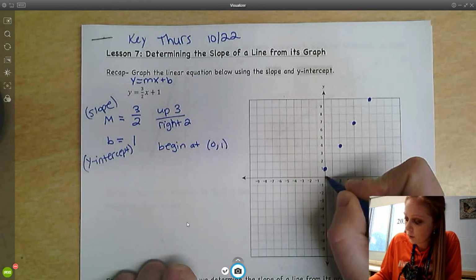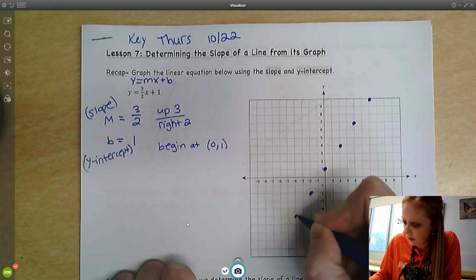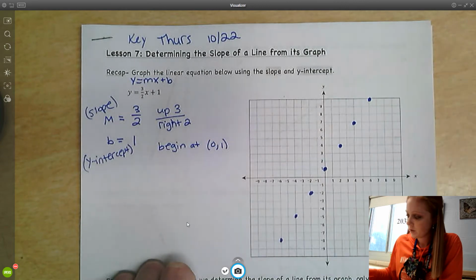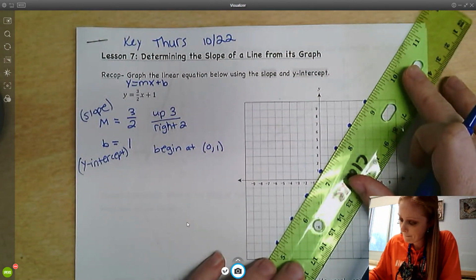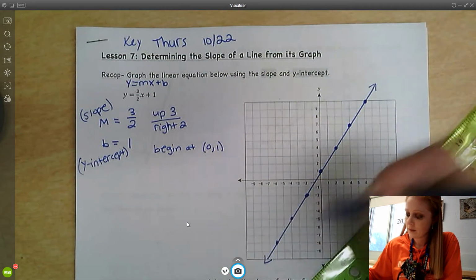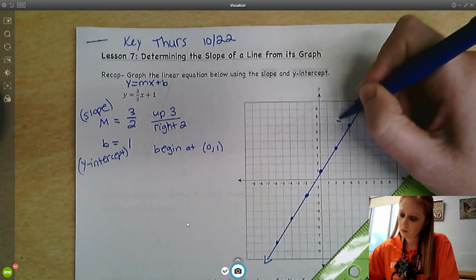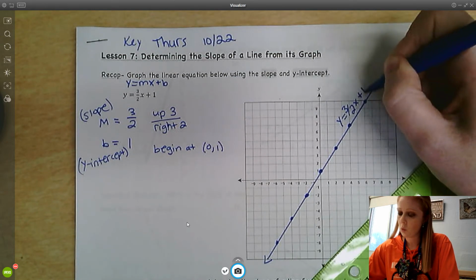The reverse would be going down 3 and left 2. Down 3, left 2. Okay, once you have enough points, you can connect them. And then you want to label your line: y equals 3 over 2x plus 1.